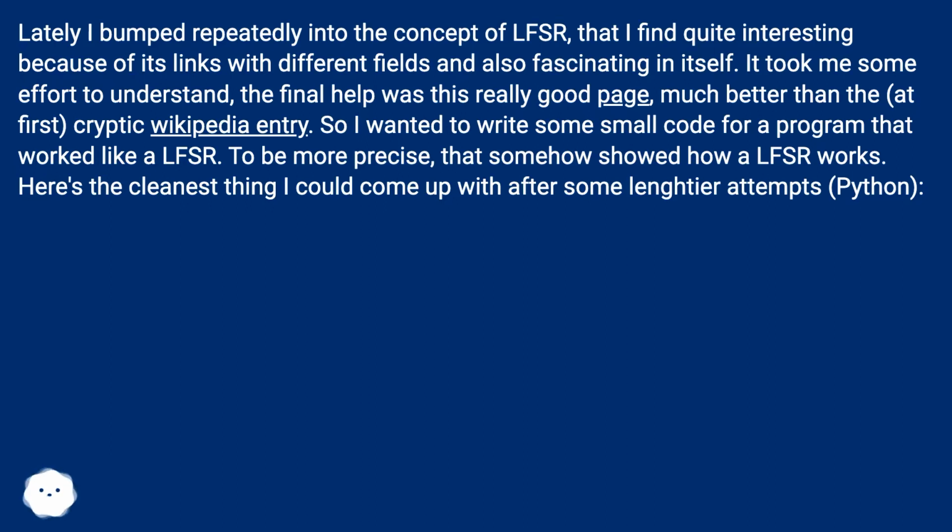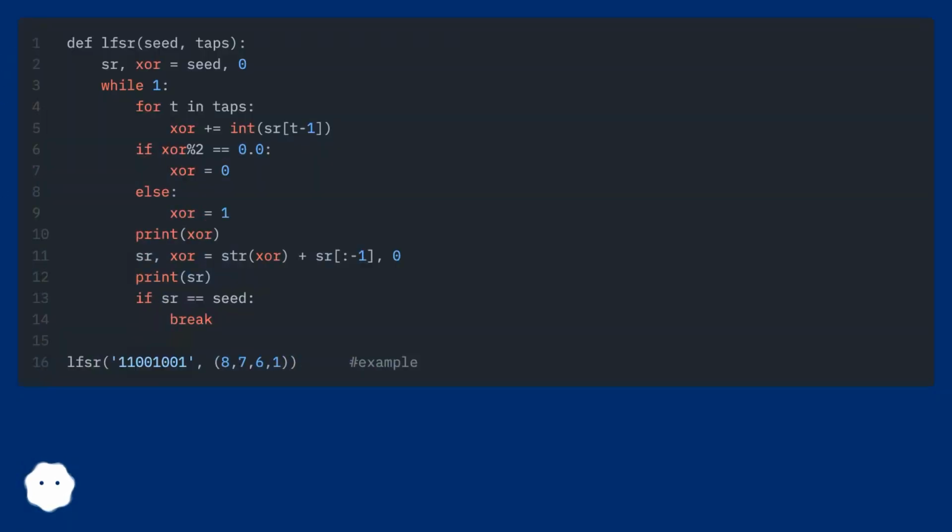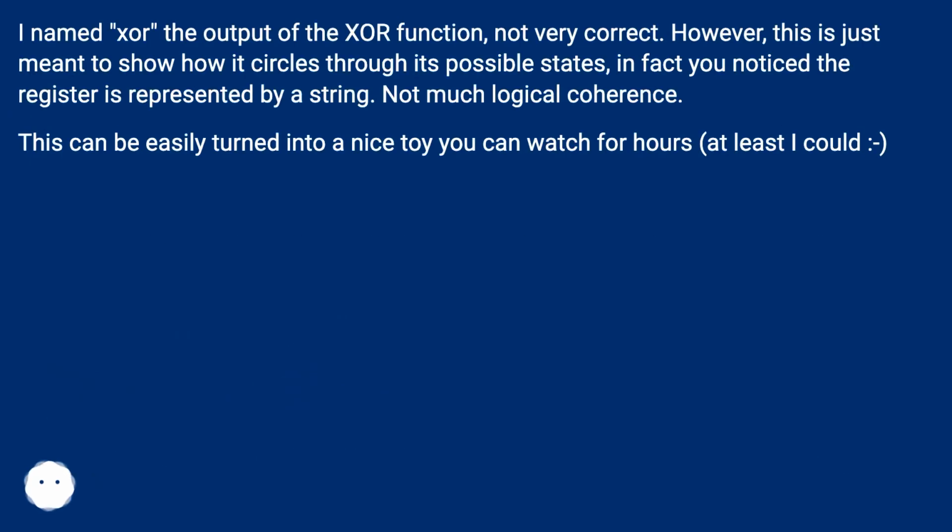So I wanted to write some small code for a program that worked like a LFSR. To be more precise, that somehow showed how a LFSR works. Here's the cleanest thing I could come up with after some lengthier attempts: Python. I named XOR the output of the XOR function, not very correct. However, this is just meant to show how it circles through its possible states.